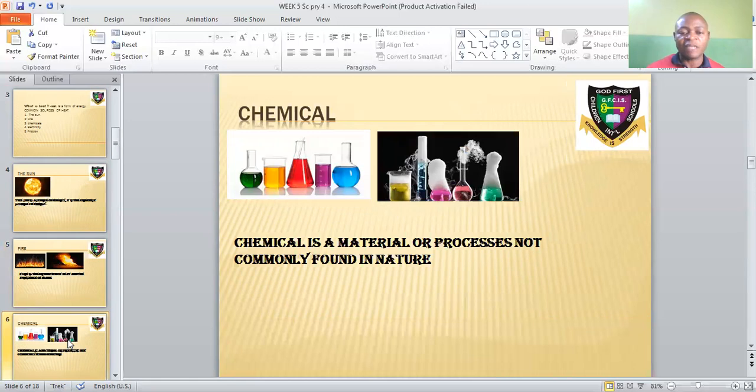And another one is chemical. Chemicals can burn the human body, they can burn any object. So chemicals are not good on materials and not good on our body. A chemical is a material or process not commonly found in nature.